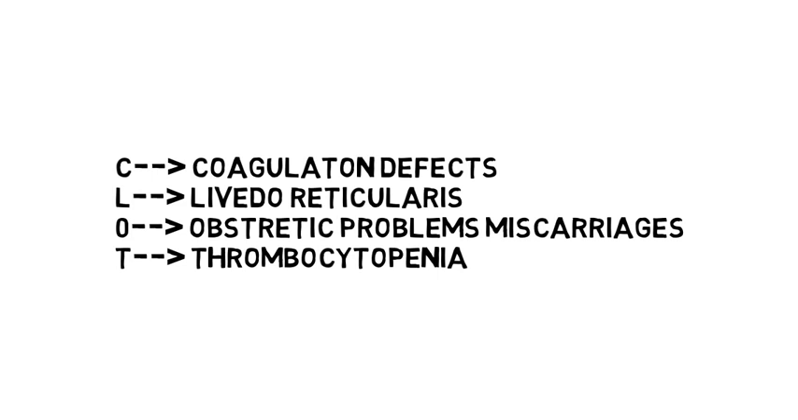The antiphospholipid syndrome can be commonly remembered by the mnemonic CLOT. C for coagulation defects, L for livedo reticularis, skin rash, and O is for obstetric recurrent miscarriages, and T is for thrombocytopenia. For diagnosis, there needs to be one clinical and one lab finding. So that could be the clots or the recurrent miscarriage with one of those two antiphospholipid antibodies.